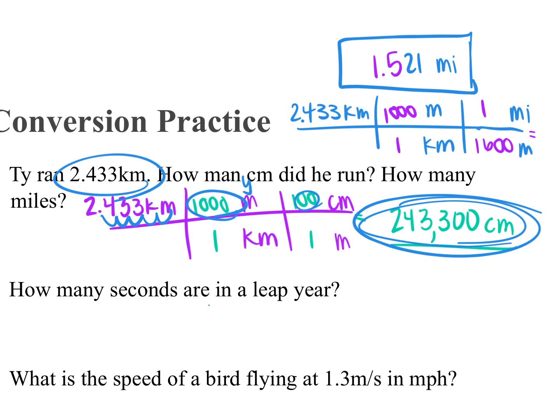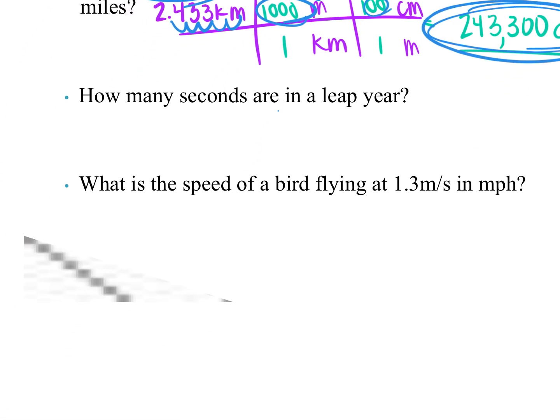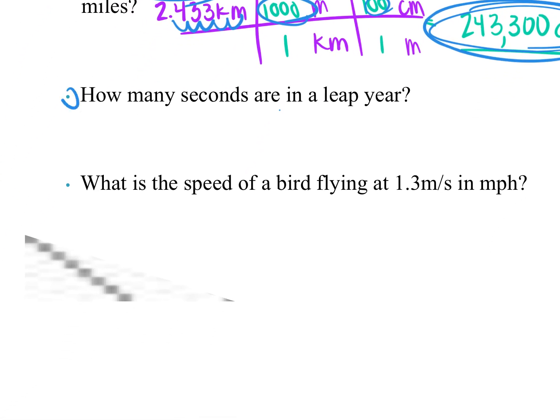Questions? Why don't you try this next one on your own here? How many seconds are in a leap year? What do we have to know first? What do we have to know about a leap year? We need to know how many days are in a leap year. 366. Mm-hmm. Oh, there's an extra. Normal's 365. Yep. I thought it was an extra. Mm-hmm. I thought it was minus.